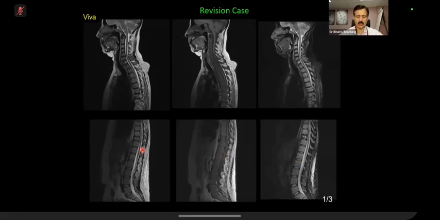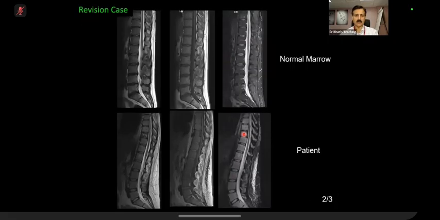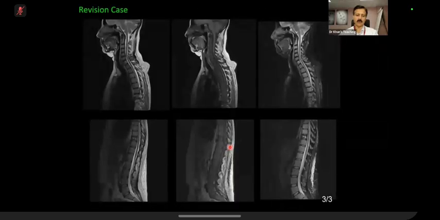T2 is rubbish, absolutely, for marrow. Don't go to T2. Go to STIR. And on a usual STIR, it will be low signal, and this is high signal. Whole of the marrow is abnormal. So the eye sees what the mind knows. Look, this is a normal example. Look at this marrow, T1 high, and on STIR it is low. Look at this intervertebral disc, it is lower as compared to the marrow. This was our case, and this is diffuse marrow infiltration.